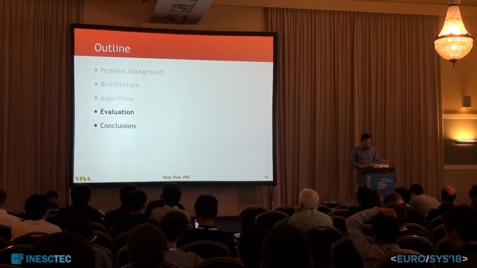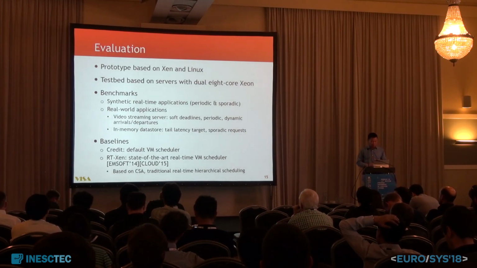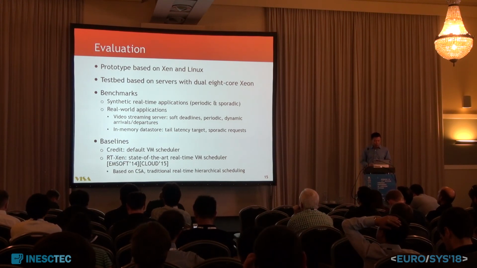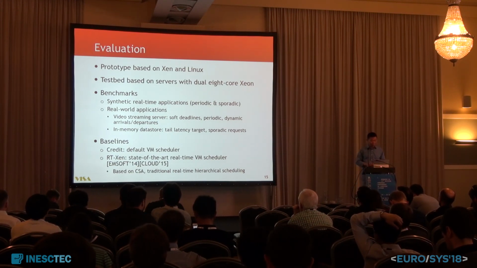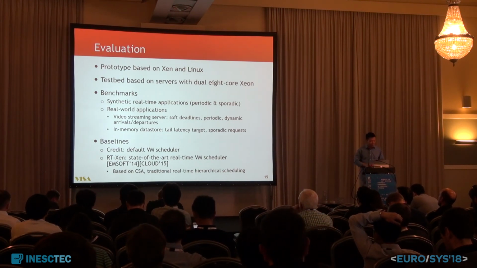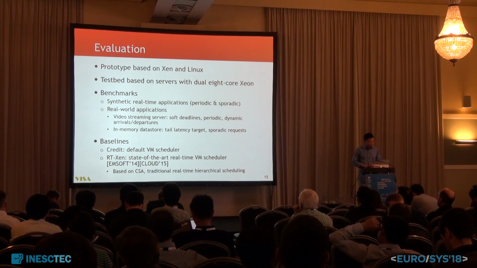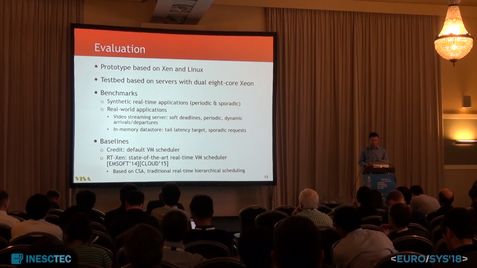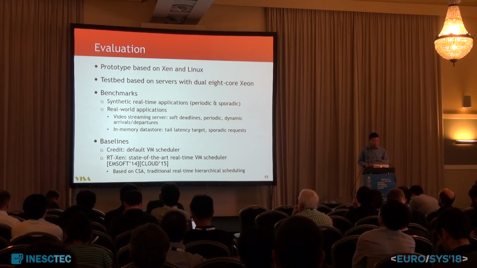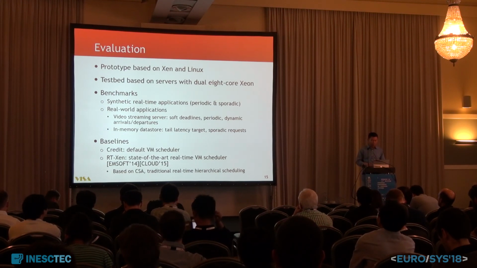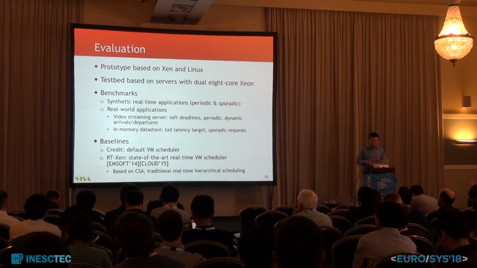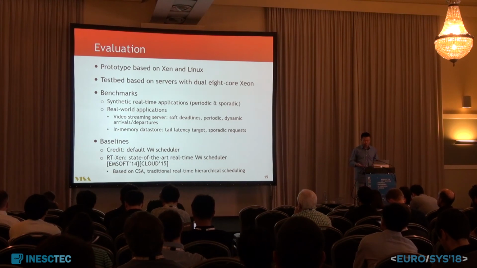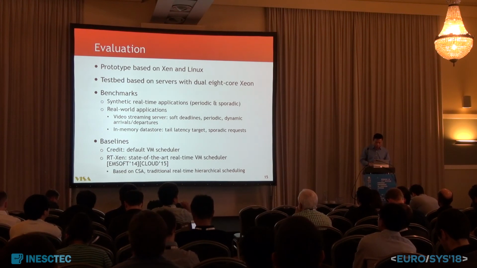So now let me present our evaluation results. We did our prototype based on Xen and Linux, and we consider a variety of benchmarks. I will explain them shortly when I present the results. In summary, we have considered both synthetic applications, which allow us to vary the parameters conveniently, and real-time applications, including both a video streaming server that has soft deadlines, and also an in-memory data store, memcached, that has a tail latency target. And we compare to Artisan, the state-of-the-art real-time virtual machine scheduler.